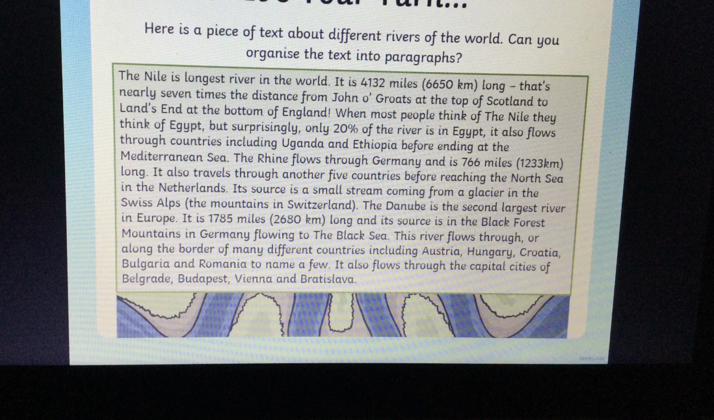Okay, moving on to your final task of the day. This is your main one to make sure you have taken in everything you've learnt today. Here's a piece of text about different rivers of the world. Can you organise the text into paragraphs?